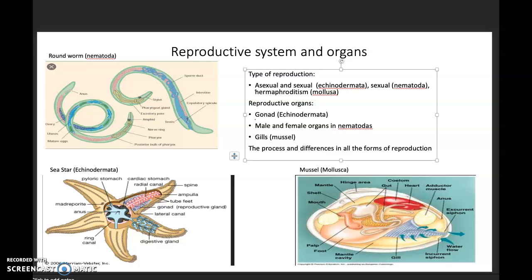Next, we have the roundworms, and they all reproduce sexually. Their organs consist of, in males, the testes, a seminal vesicle, a vas deferens, and a cloaca. In females, their reproductive organs consist of ovaries, uteri, a vagina, and a genital pore.